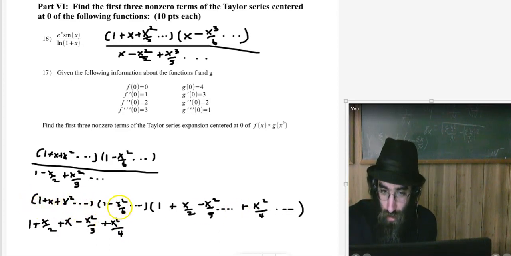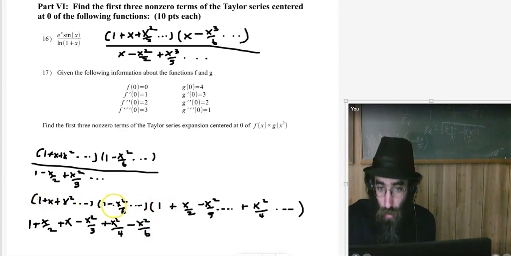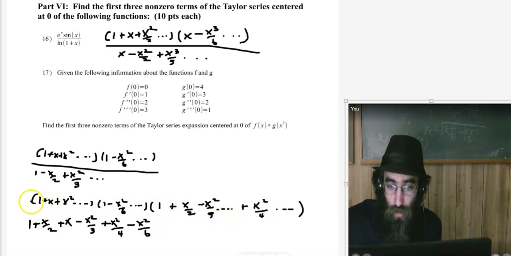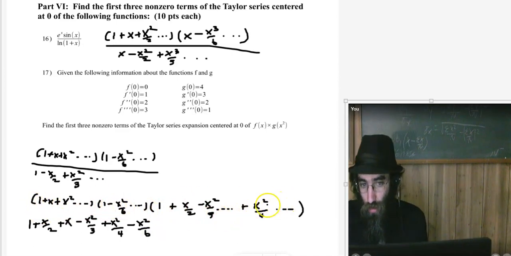This 1 times this negative x squared over 4, over 6, has to be times 1, so I'll have minus x squared over 6. Okay, that's all we can do with starting with a 1, right? We can start with a 1 and hit a 1, and these x squareds, I can start with a 1 and hit those x squareds and hit other stuff.